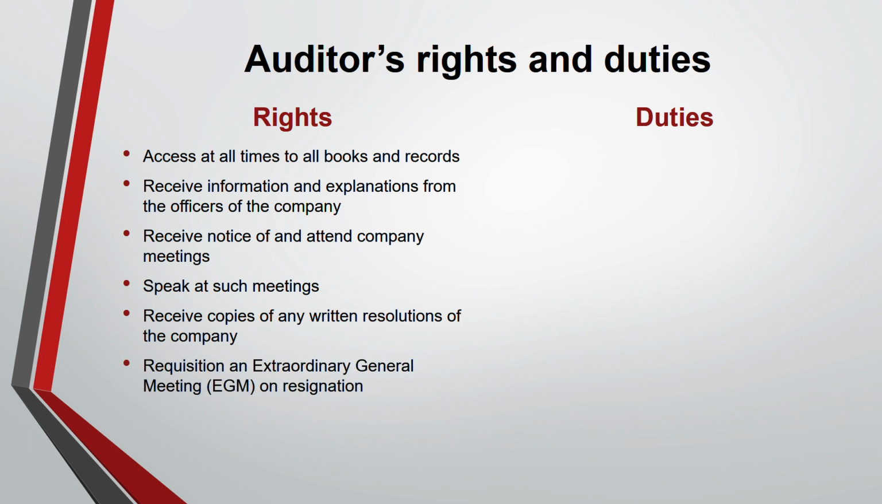If they are resigning, they can require an extraordinary general meeting, known as an EGM. An EGM does not happen frequently. It happens only on very special occasions when something needs to be done immediately or there is an emergency, something of very significant nature. It is not an annual general meeting; it is a meeting called an extraordinary general meeting. So the auditor has the right to do that on resignation. And they also require notice of the circumstances that lead to the resignation.